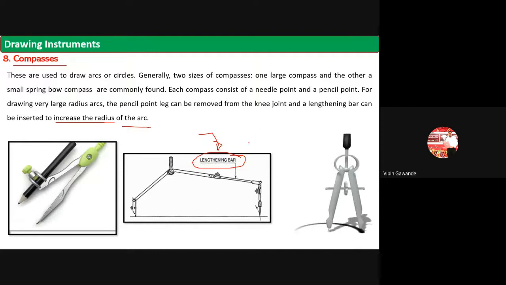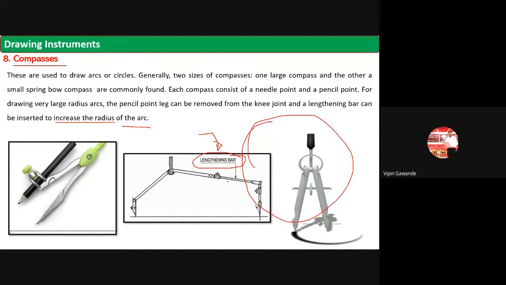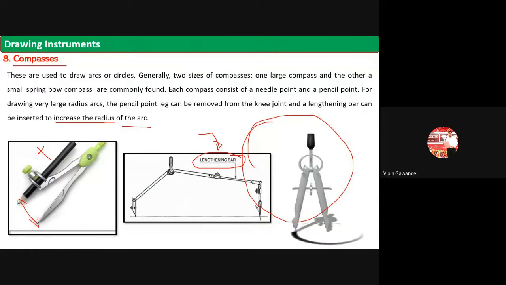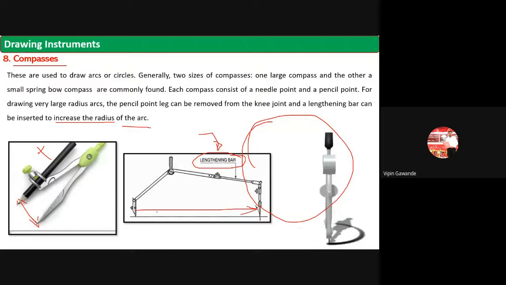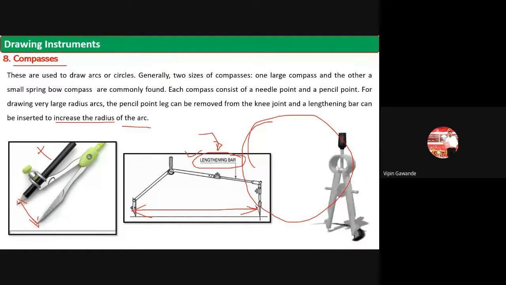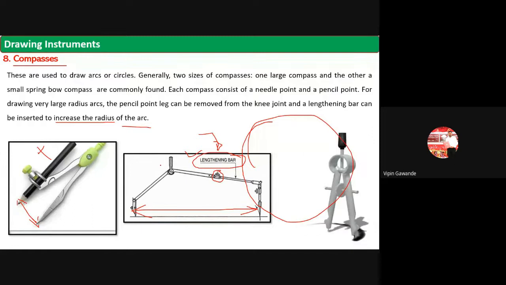So we can draw a circle of bigger radius. That is not possible using the compass alone, because it has a limited radius. If the radius is large, you have to attach the lengthening bar here. Just remember this: the lengthening bar is an attachment to the compass.